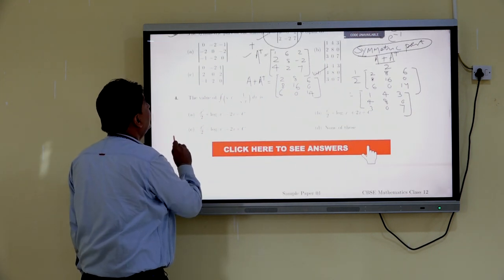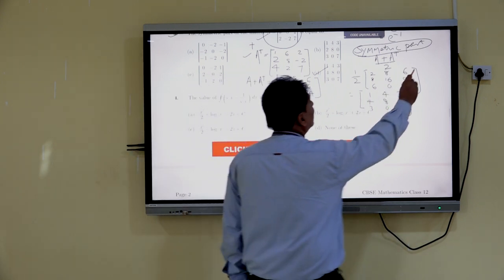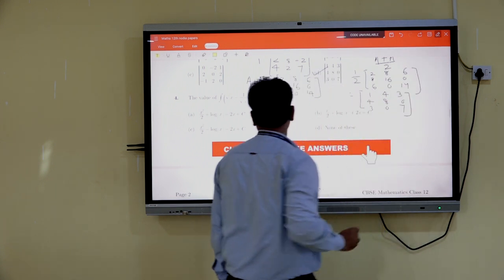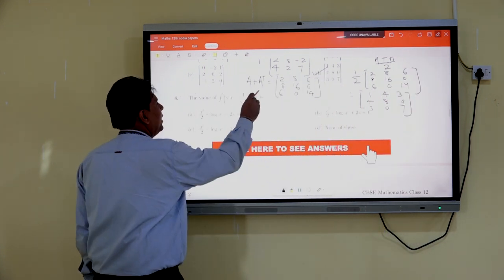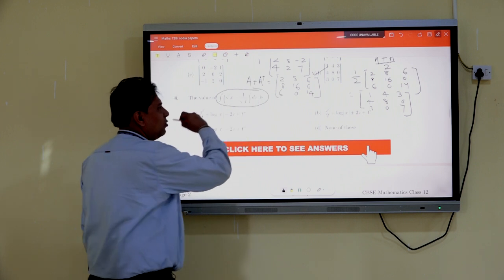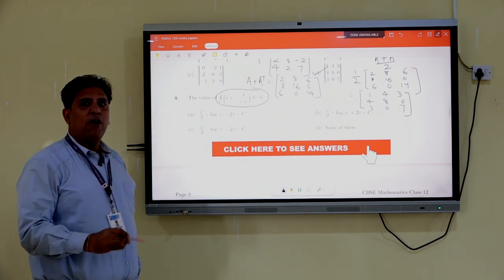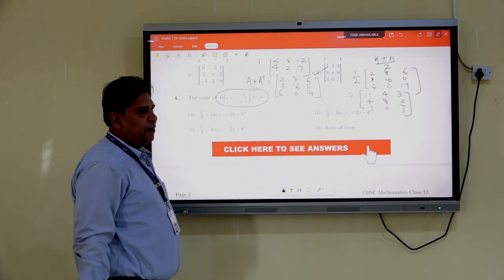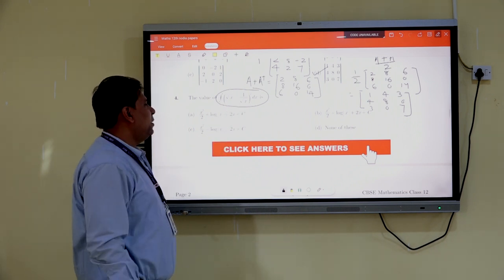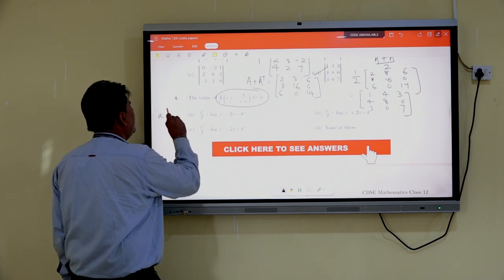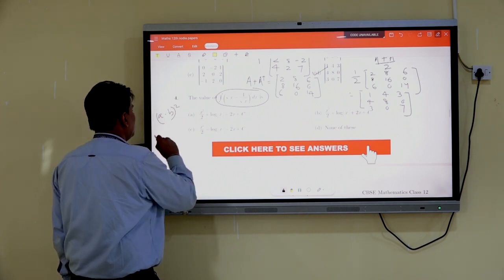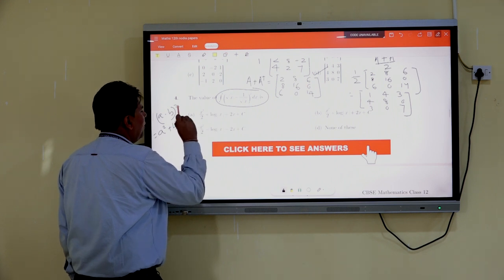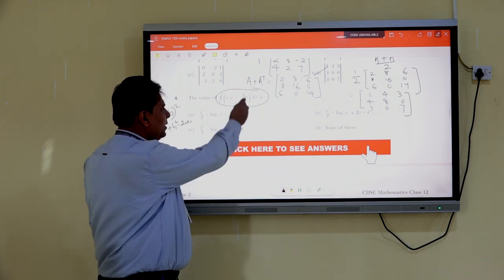The next question is from which chapter, children? It is from integration, right? This question is from integration. Now how to solve this question? We have to first simplify what is given in the bracket. So what is the formula of a minus b whole square? a minus b whole square we know is a square plus b square minus 2ab. So my first work is to solve this bracket.